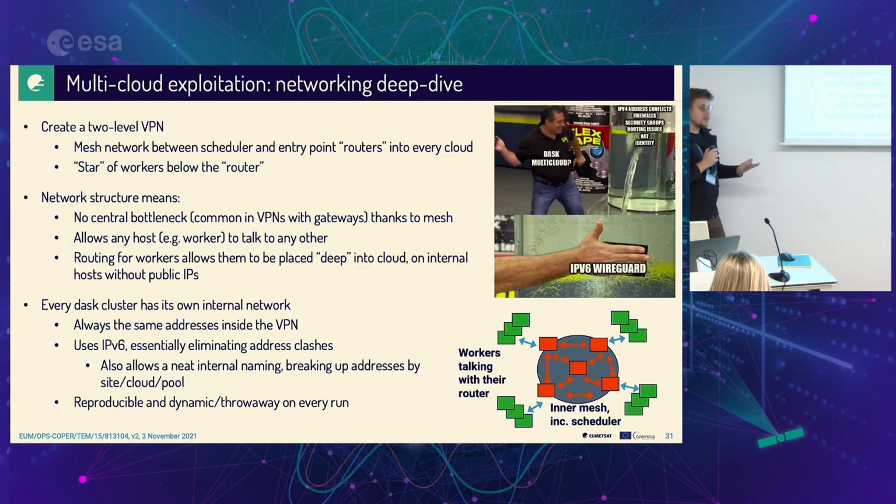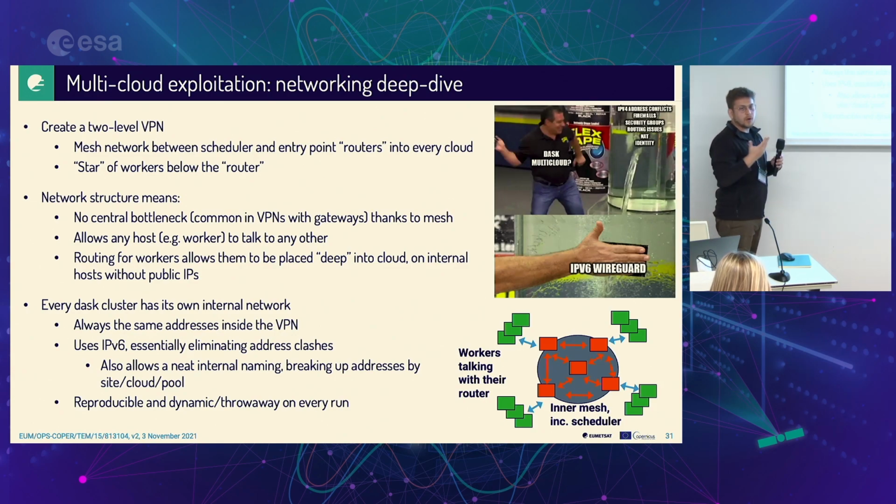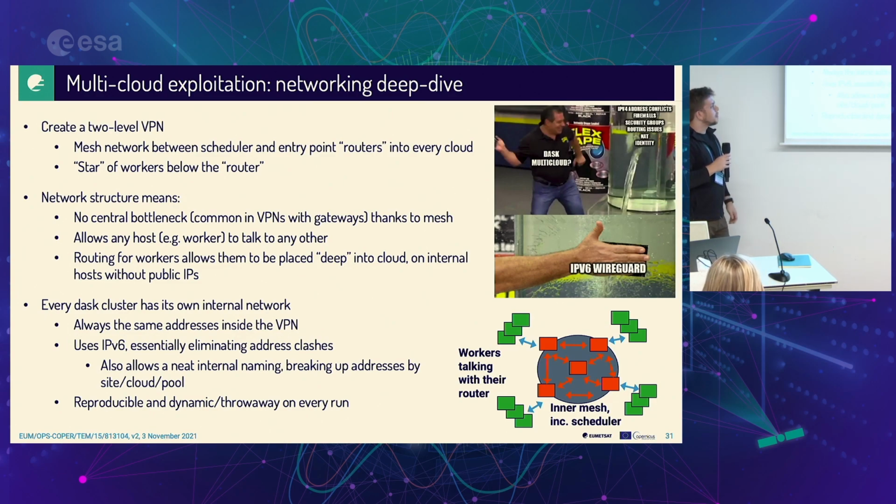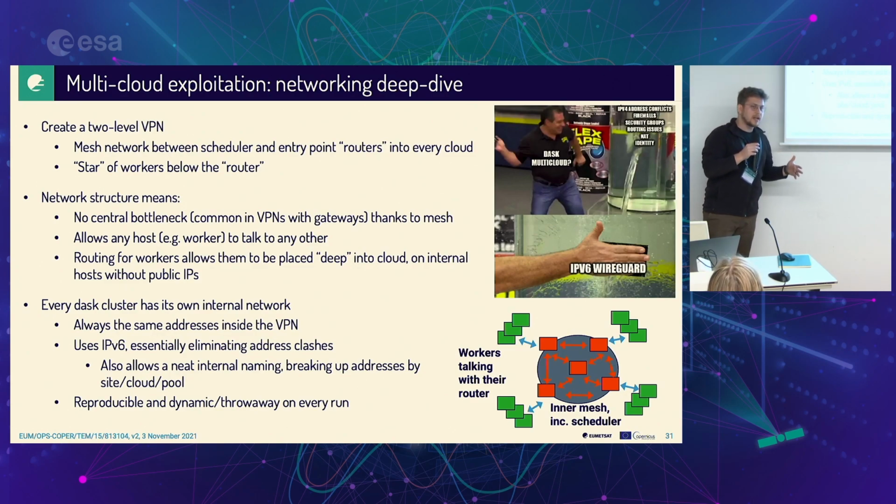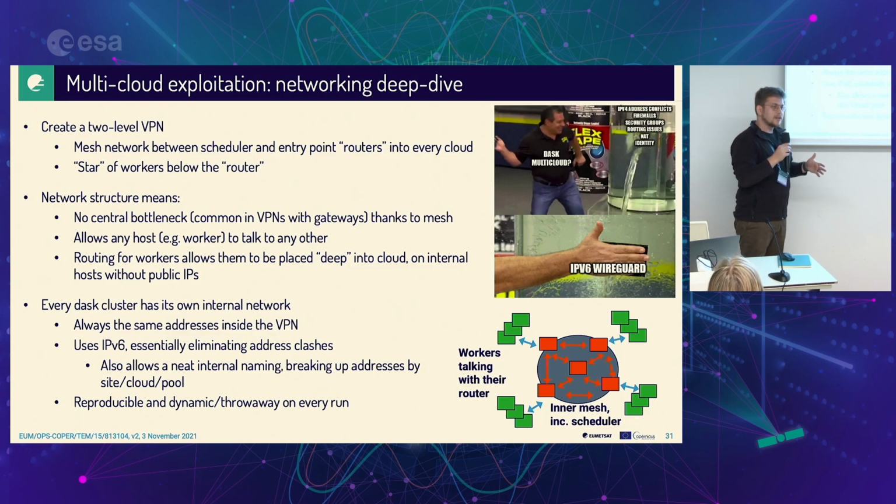And this network structure means that there will be no central bottleneck, which is common in VPN gateways, like I mentioned. If you have one VPN gateway, every communication will flow through it, and if something goes wrong in there, it will become an issue for you. And this routing of the workers allows you to place them deep into the cloud, which basically means that you will not care about IPv4 subnets in your cloud infrastructure and in your local on-premises infrastructure.